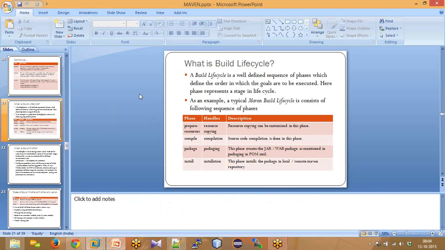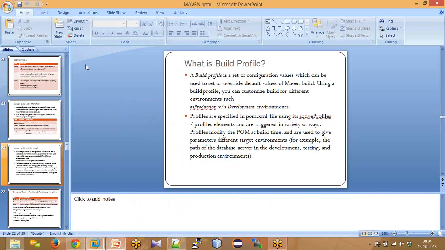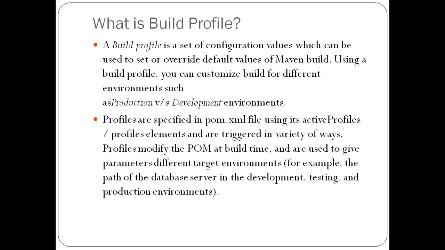So this build life cycle is very important. And the next one is build profiles. Okay, so what is a build profile? A build profile is a set of configuration values which can be used to set or override the default values of the Maven build. Maven has some default build life cycle, right? So if you want to override it, we have to use build profiles. Using a build profile, we can customize the build for different environments.